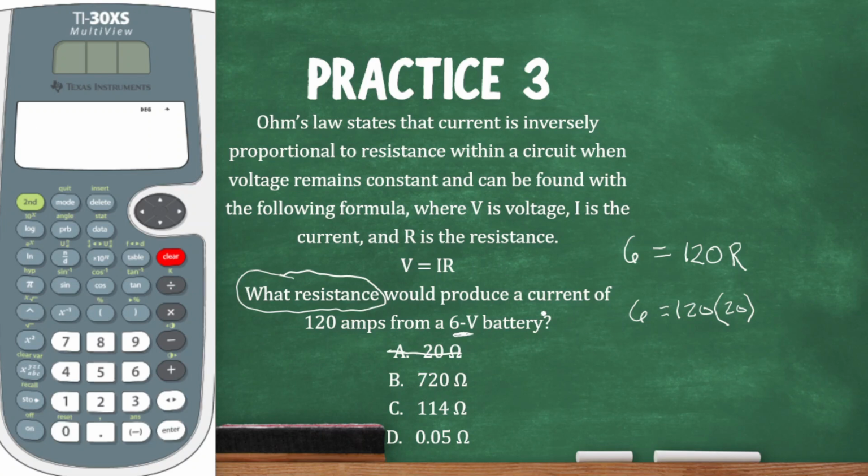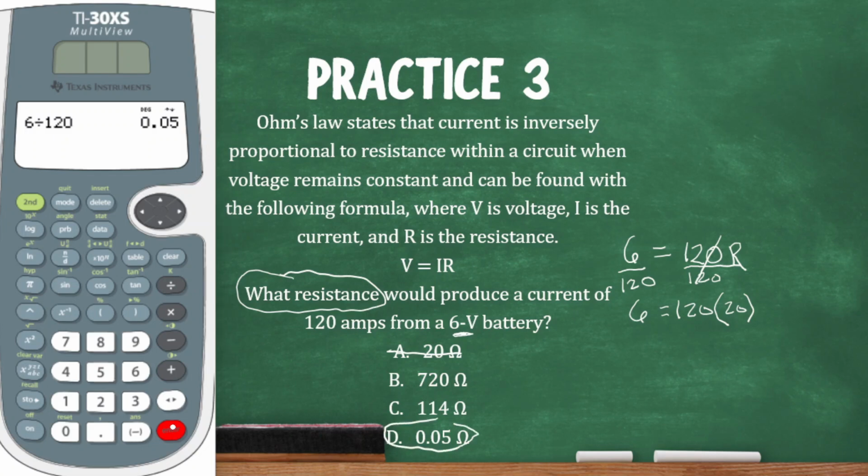Or another way to do it would be to solve it algebraically. So since there's 120 times the R, I could divide by 120 on both sides to get rid of that 120 in front of the R. So 120 divided by 120 would cancel out, and my answer would be 6 divided by 120, whatever that is. So let's see. 6 divided by 120. And that's 0.05, which is D.